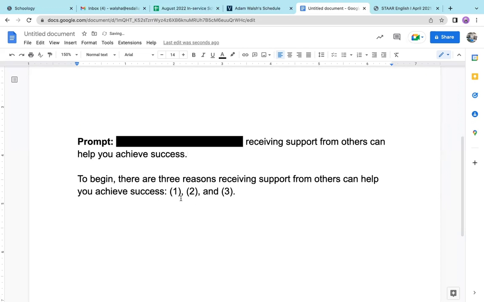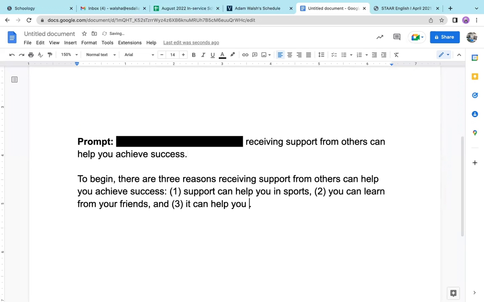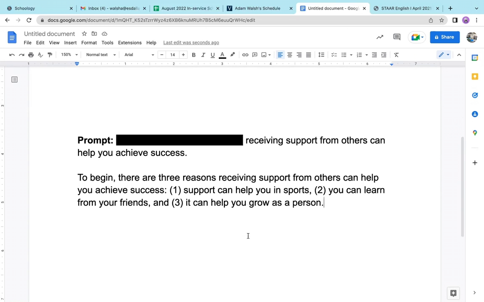All right, and then I'm just going to make up a couple of reasons here. Support helps you in sports. Sports is always a good one to go with in these essays because there's a lot of good examples that you can use. We'll talk about that when we get to the supporting paragraphs. You can learn from your friends. Okay, that's a good one. And 3, help you grow as a person. Some of these are not necessarily the world's greatest reasons, but it doesn't matter because right now we're just trying to get something down on the paper.